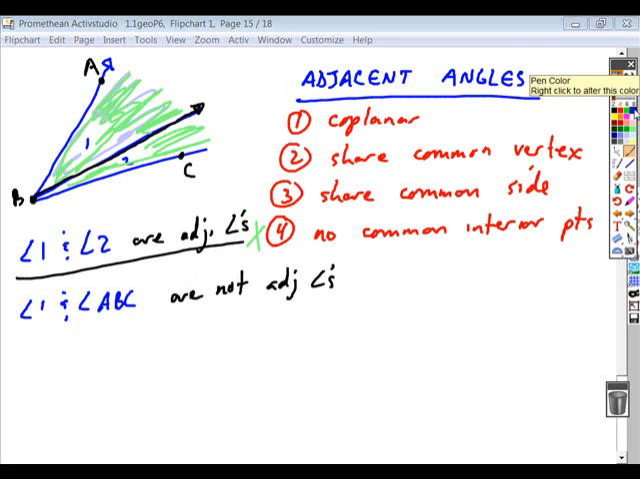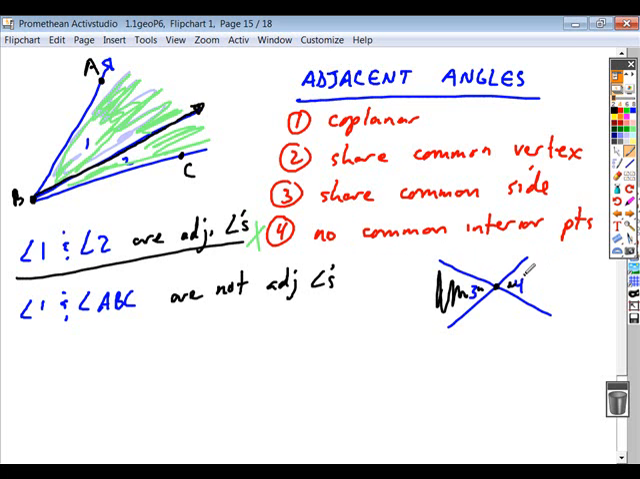All right, let's take a look at ones that are missing the sharing of a common side. If I look at angles 3 and 4 here, these angles are coplanar. They exist on that flat surface plane on the wall. They share a common vertex right here. They have no common interior points. Here's the interior for angle 3, here's the interior for angle 4. No overlap. However, they don't share a common side. So angles 3 and 4 are again not adjacent angles.